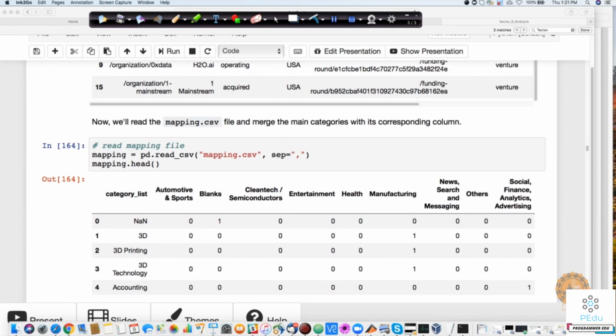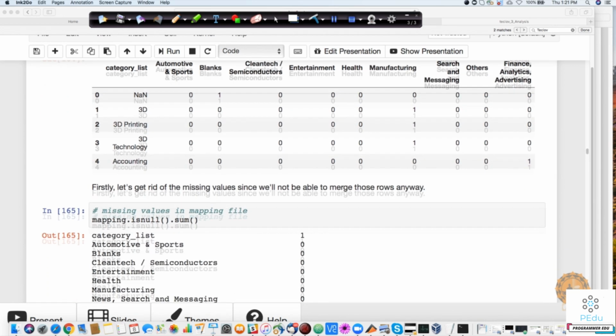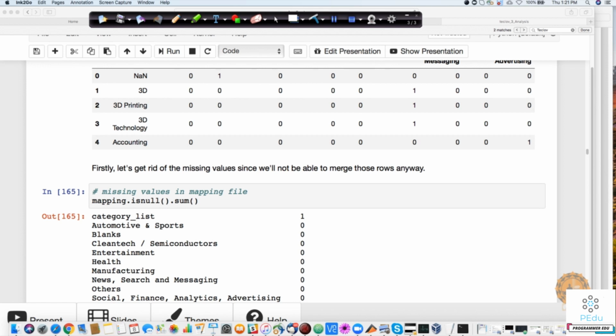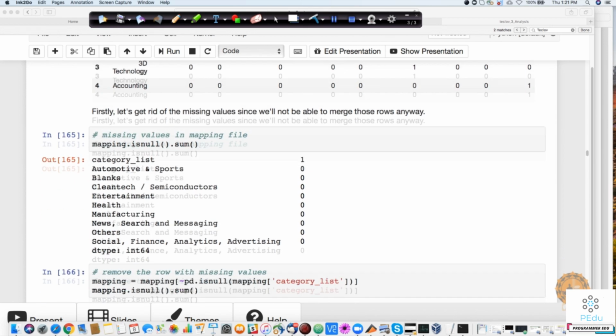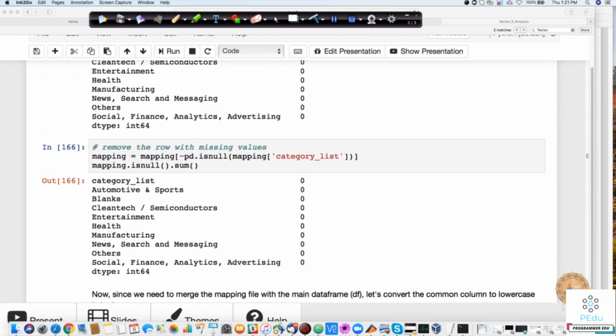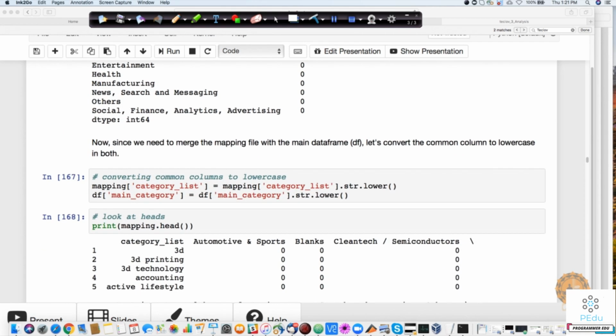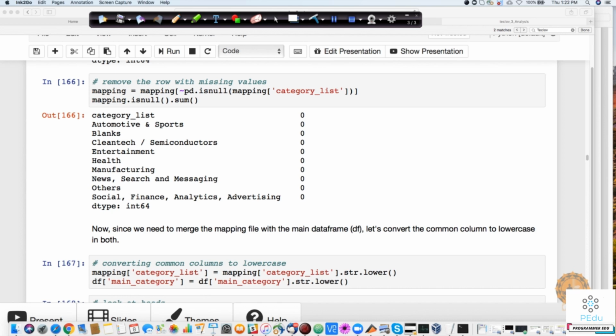Now here you can see that we have a category list, right? That's what we're going to merge on. If you look at the missing data, we can see there's missing data showing up. But let's see from here. We can see that only one missing value is there in the category list, which we were able to see also. So let's remove that. It doesn't make sense to do anything with it. Once we have removed it, we look all clean in terms of missing data.